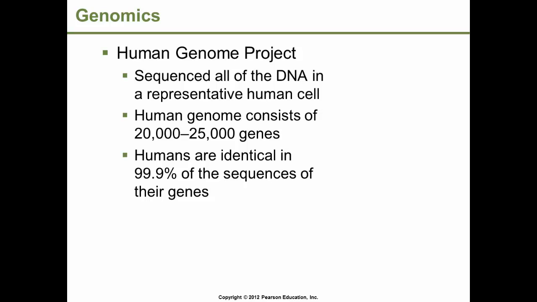The human genome consists of 20 to 25,000 genes, and we're 99.9% alike in our DNA sequencing. This 0.1% is what we want to gain a greater understanding of, because this 0.1% that differs from person to person can lead to understanding why some people develop heart disease, Alzheimer's, etc., and others do not.